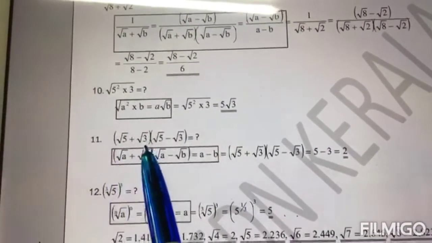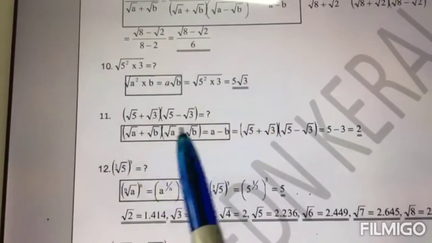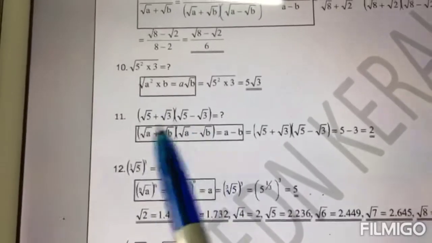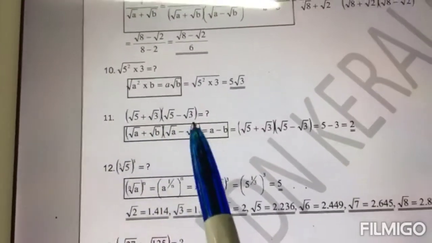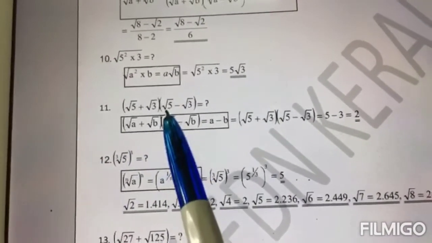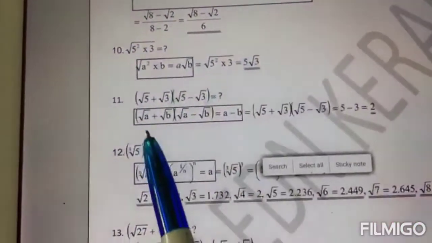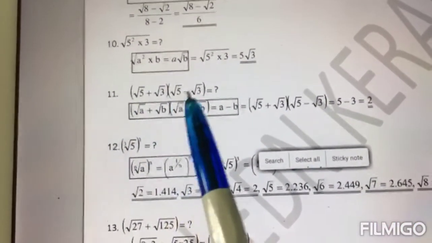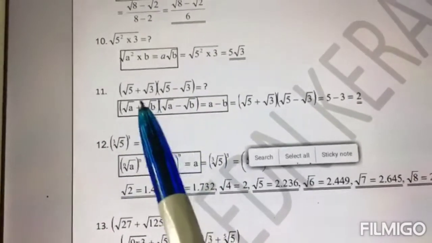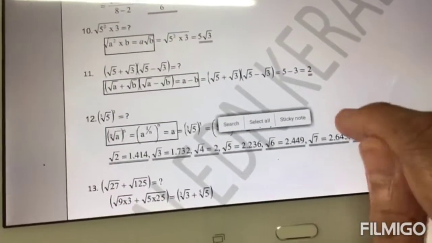Root 5 plus square root 3 into square root of 5 minus square root of 3. What does this look like? It looks like a plus b into a minus b, right? And it can be written like that. And what is the formula for a plus b into a minus b? It is a square minus b square. So this would be nothing but root 5 square minus root 3 square. What would that be? Simply 5 minus 3, which is 2. And that is the answer.